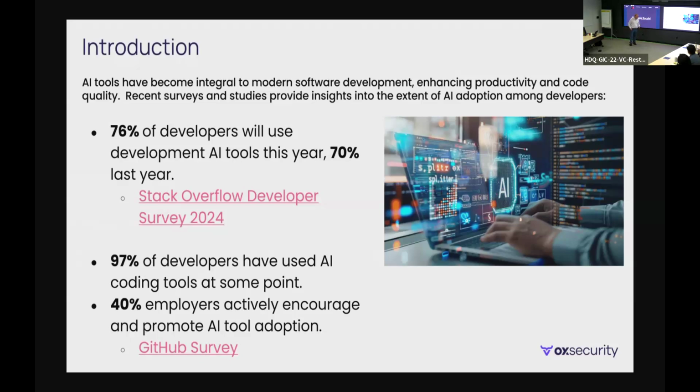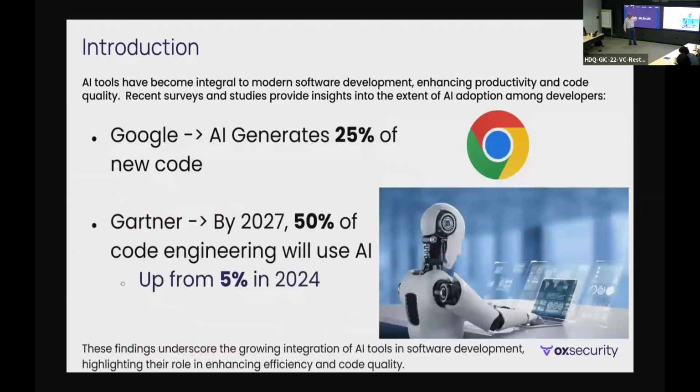97% of developers have used AI. A lot of you may not realize that some of the tools you use, like Visual Studio and some of those, are also AI driven in the background. You don't realize it, but they are. 40% of employers are actively encouraging and promoting AI, which is funny because a lot of them say, we want AI, but we don't know how to get started with AI. We had a room of 80 people in Northern Virginia, and that was some of the conversation: how do we get started with AI for our company? It was a very interesting conversation.